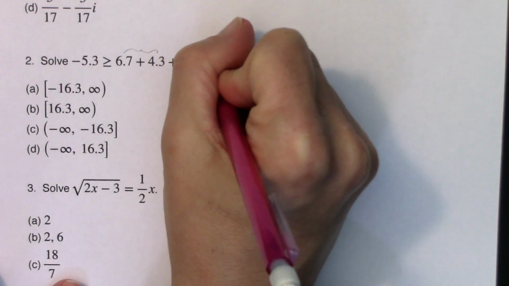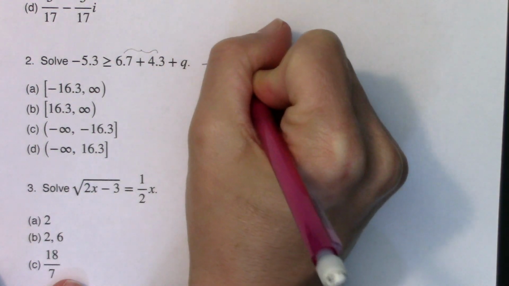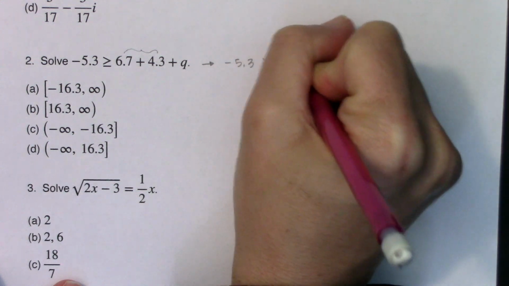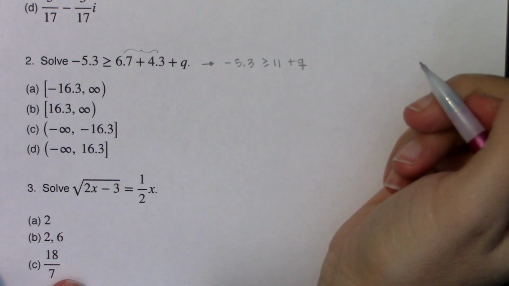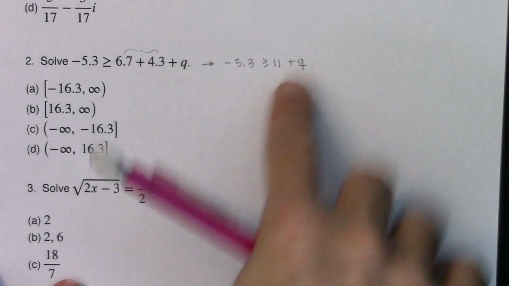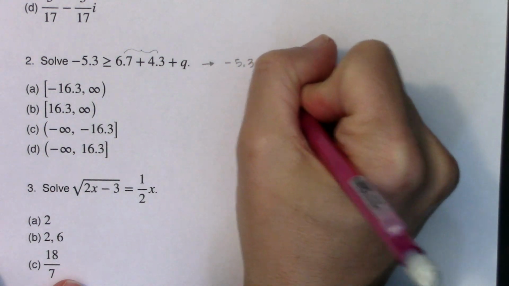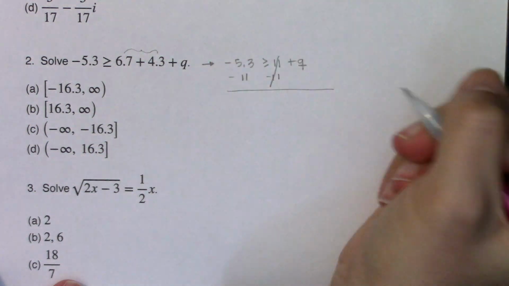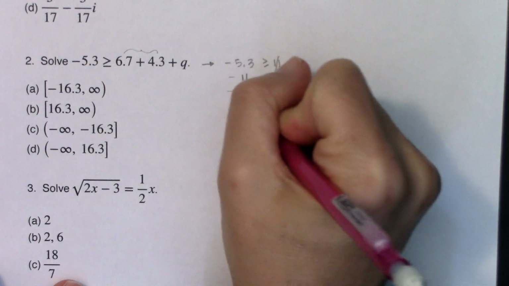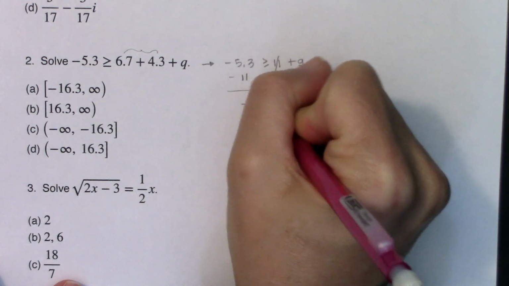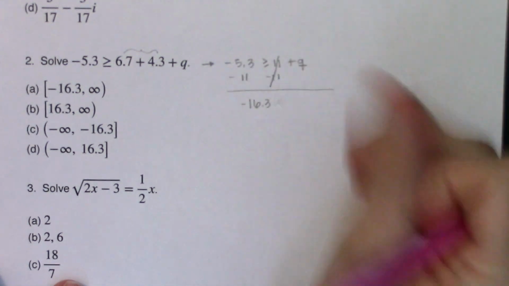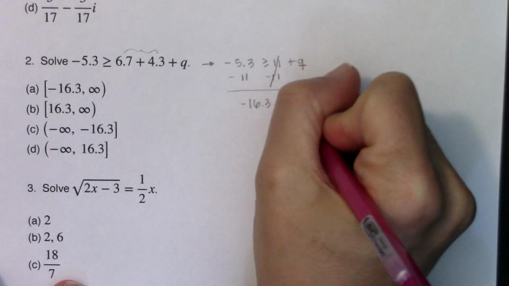So I'm going to simplify this linear inequality to negative 5.3 is going to be greater than or equal to 11 plus q. All right, and then if I want to get q all by itself, I'm going to subtract 11 from both sides. All right, and by design, this cancels out. And negative 5.3 minus another 11 will be negative 16.3. That's going to be, oops, I didn't want to switch that. I want it to be greater than or equal to q.